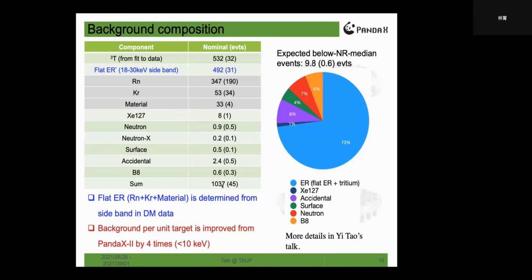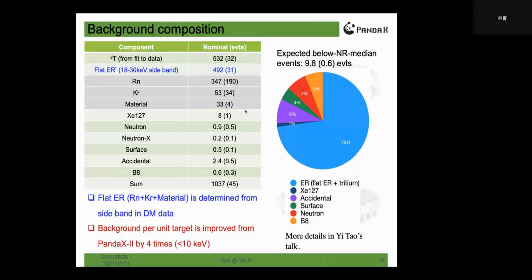Besides the tritium methane, we expect radon-222 outgassing from the material, krypton-85 impurity in the xenon, and the radioactivity in the material also contribute to the low energy electronic recoil background. The spectrum should be flat. We expect 492 events come from this so-called flat ER background in 86 days of commissioning data.